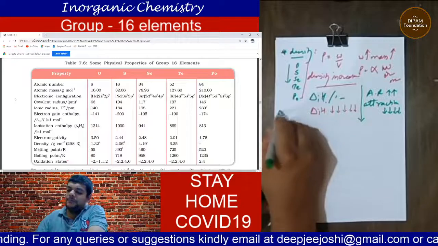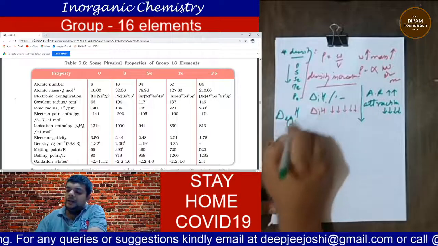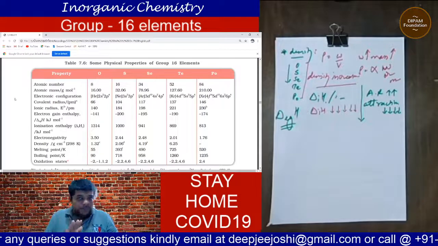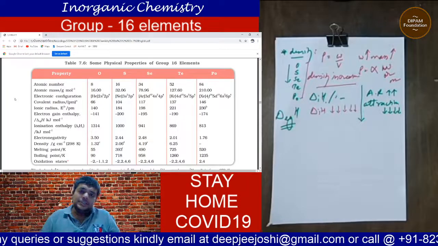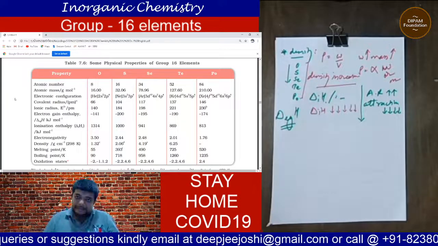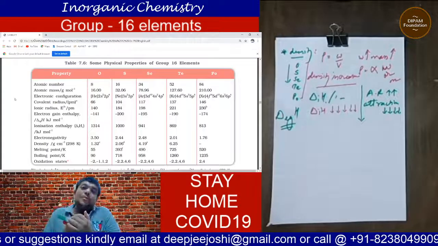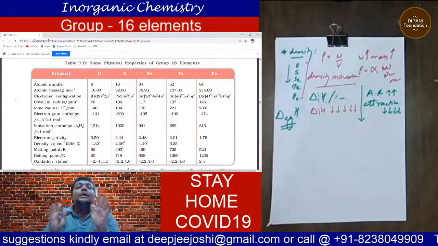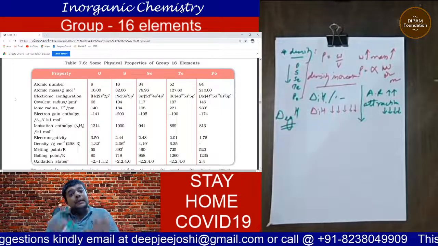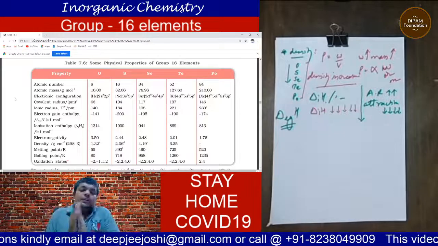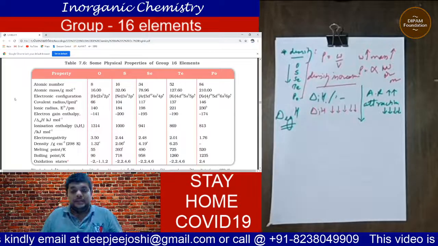Moving into detail with a property of electron gain enthalpy. As you have studied group 17 and group 18, you are now very much clear with what electron gain enthalpy is. It is that amount of energy which is thrown out from an atom to gain stability only after it accepts an electron to complete its octet.